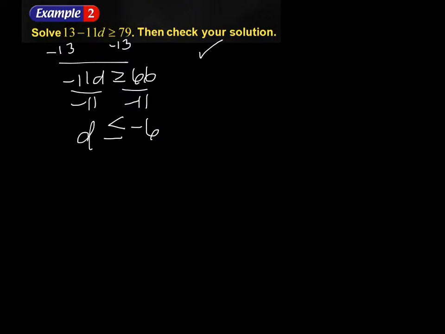Number less than negative 6, how about negative 7? So 13, negative times negative, so be plus 77. Is it greater than or equal to 79? So that'd be 90. Why, yes, it is.